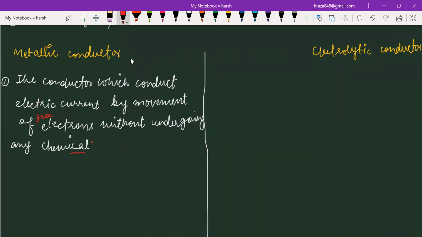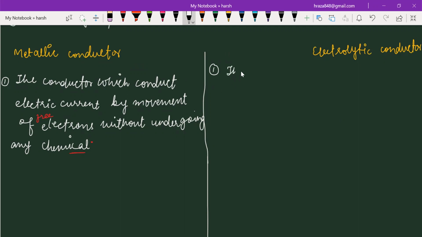Just suppose you are going to pass current through iron, will there be any chemical change in iron? No chemical change. So basically, metallic conductors are those which conduct electricity due to the free movement of electrons without undergoing any chemical change.